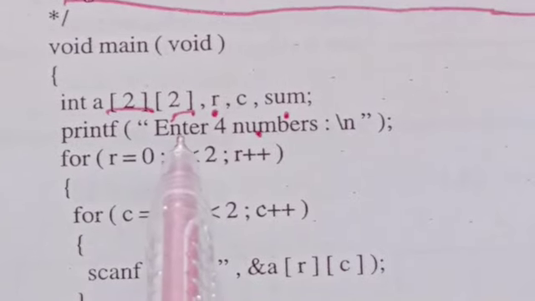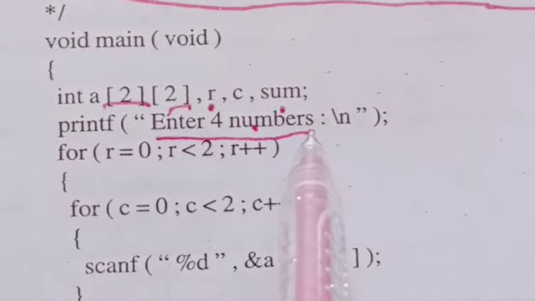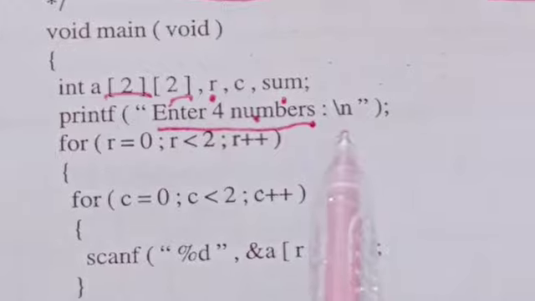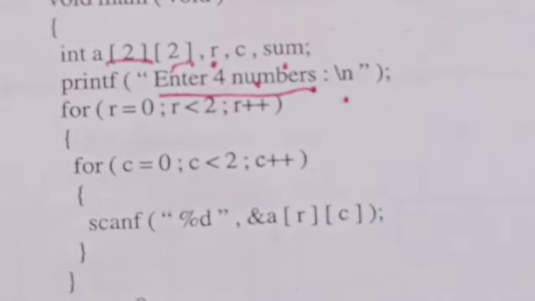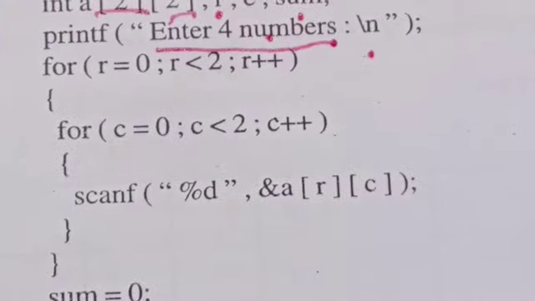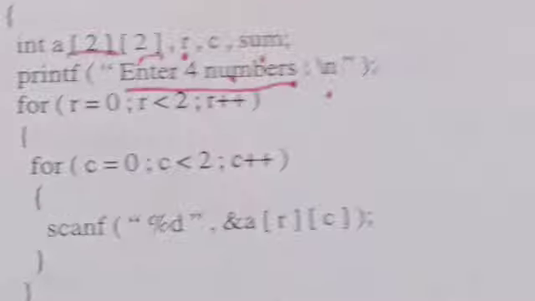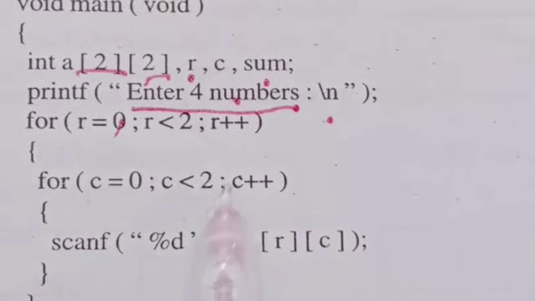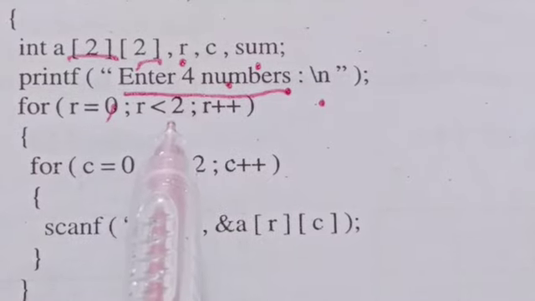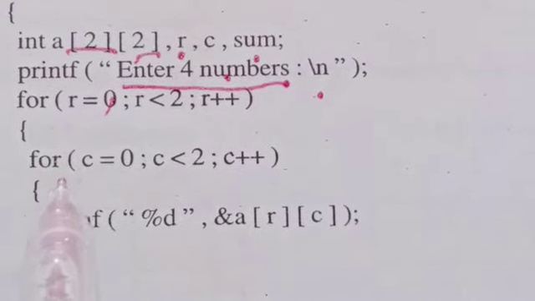Now we are writing a statement, enter 4 numbers. Then we are running a for loop. In the last video we have seen how to run nested for loops, so you have an idea about how the loop runs. Now for r equals 0, 0 less than 2, the condition is true, and the loop will go inside.